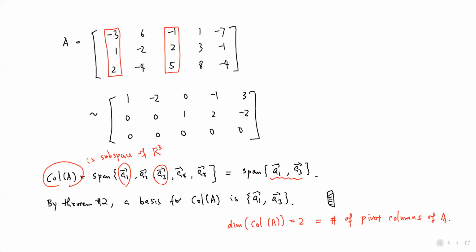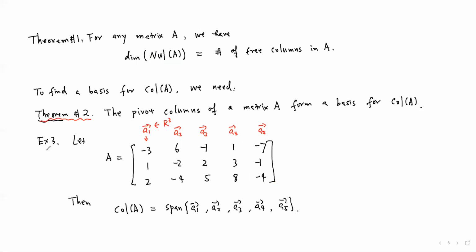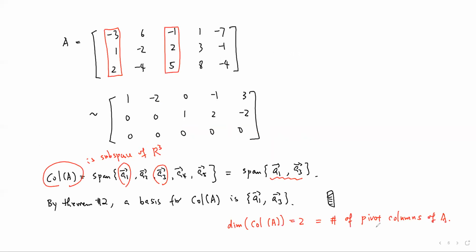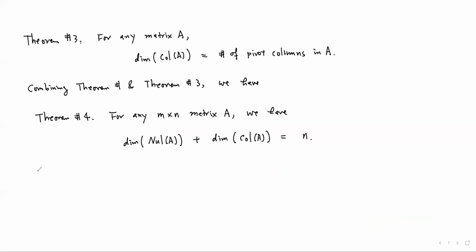Example number 4. Okay. We have 4 vectors.